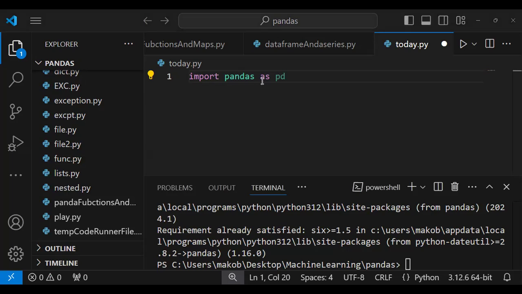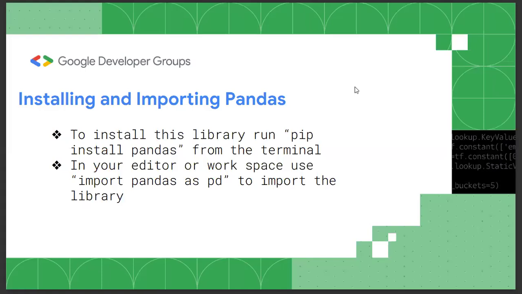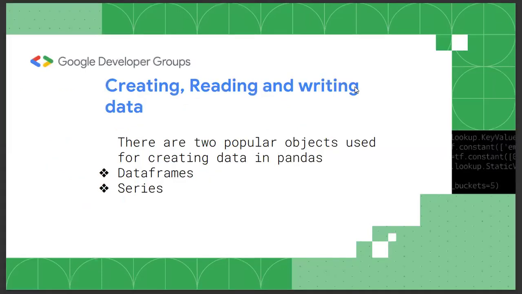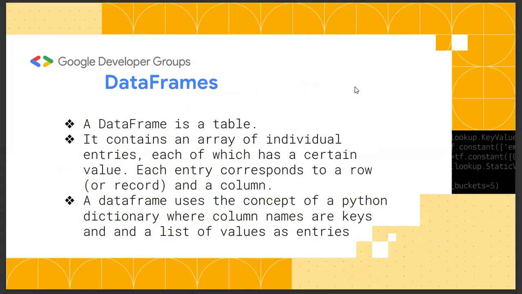Back to my slides. So that is that. Then we now have to look at creating, reading, and writing data. So there are two popular objects used for creating data in Pandas. We are beginning with creating data. We are assuming that you do not have a data set available and you want to collect your own data and then create a data set. So there are two objects which are handy for that. There is the data frame and then the series. Let's begin with the data frame.